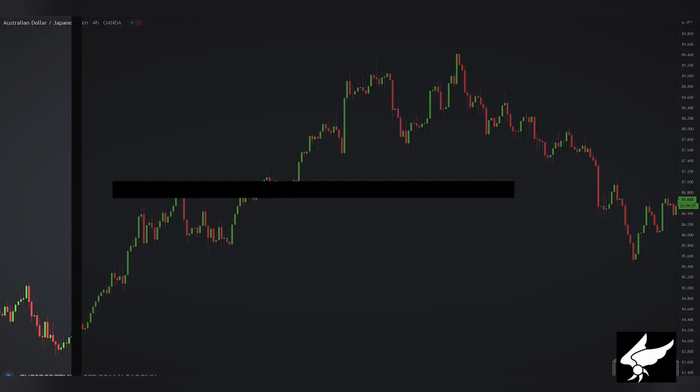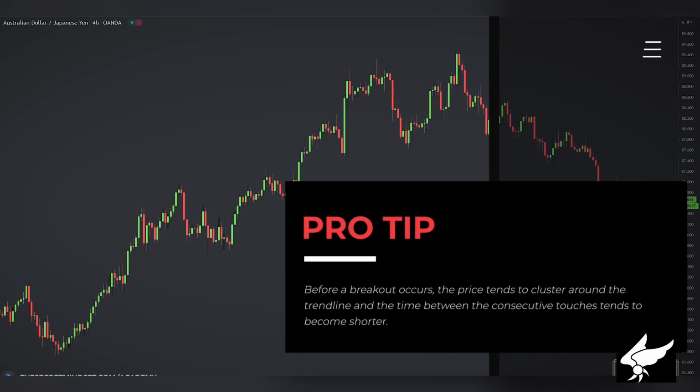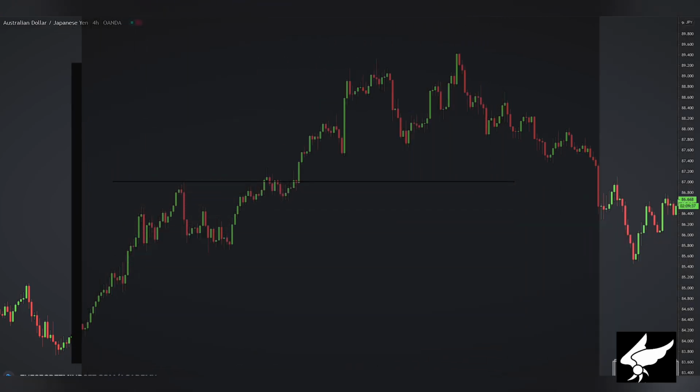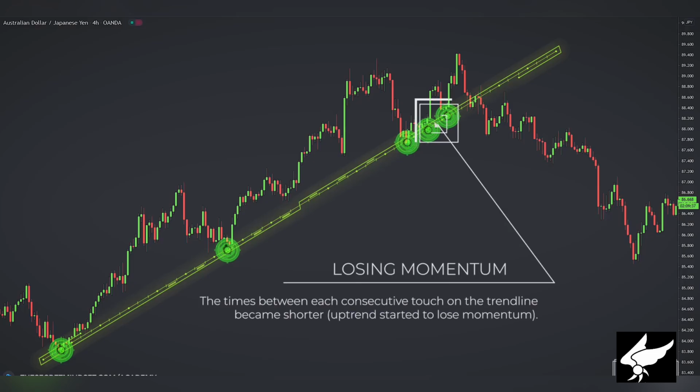So why is it important to measure the time between consecutive touches? Well, before a breakout occurs, the price tends to cluster around the trend line, and the time between the consecutive touches tends to become shorter. As you can see in this example, we drew a trend line that connected several higher lows. As the uptrend started to lose momentum, the times between each consecutive touch on the trend line became shorter. Finally, the time between the last two touches was very short, after which the price broke below the trend line and started a strong downtrend.